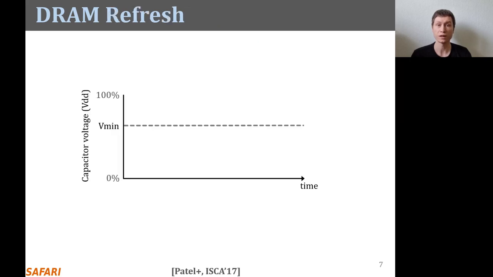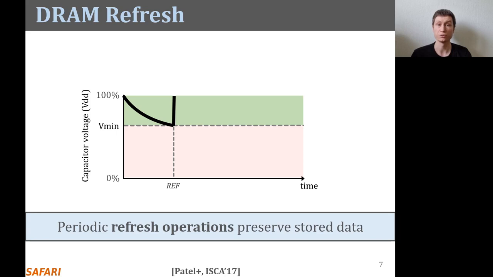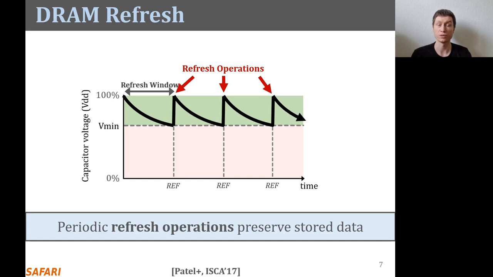Here we have a simplified diagram of the capacitor voltage over time. We see that the voltage decreases over time in an exponential decay. There's a threshold Vmin under which we can no longer guarantee that we will correctly read the data that was originally stored in the cell. As long as a cell's voltage remains above this line, we consider this a retention success. However, as soon as the voltage drops below Vmin, we consider this a retention failure. In order to prevent failures from charge leakage, known as retention failures, periodic refresh operations are issued to recharge the capacitor voltage. The intervals between refresh commands are referred to as the refresh window.